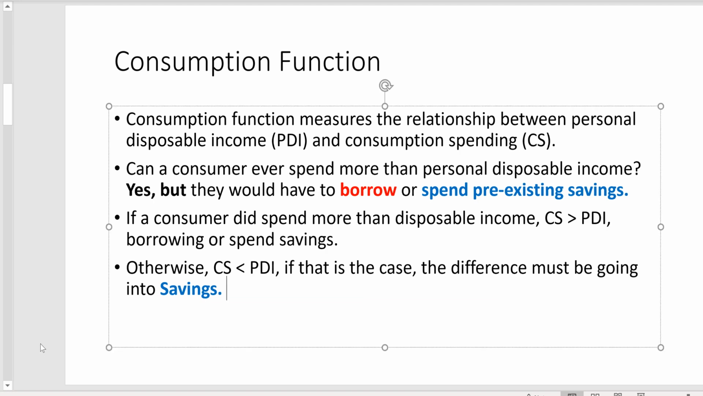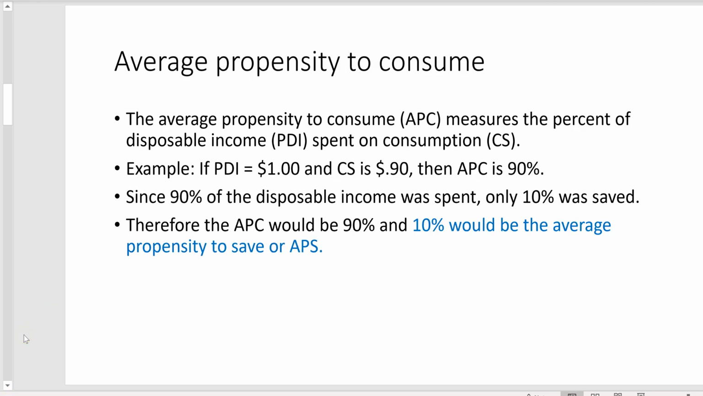If a consumer did spend more than disposable income, CS would be greater than PDI, consumer spending would be greater than personal disposable income. But to do it, you'd have to borrow or spend savings. Otherwise, consumer spending would be less than PDI, and if that's the case, the difference must be going into savings. So we're going to measure the average propensity to consume, or APC, and the exam could ask you to calculate it. The average propensity to consume measures the percent of disposable income spent on consumption.